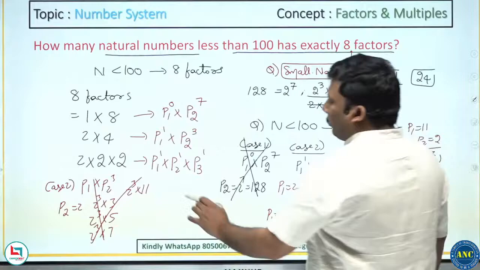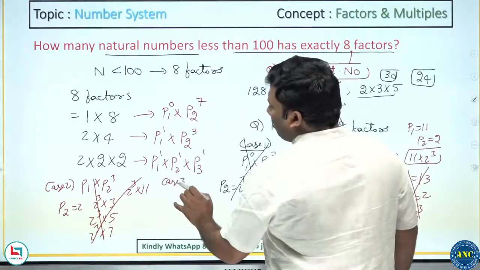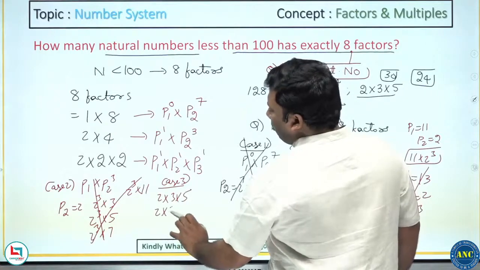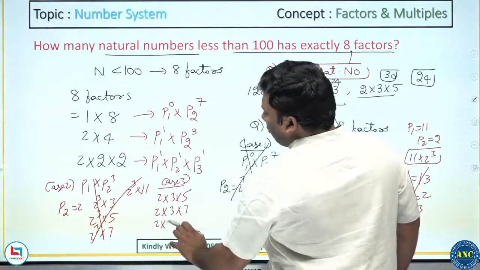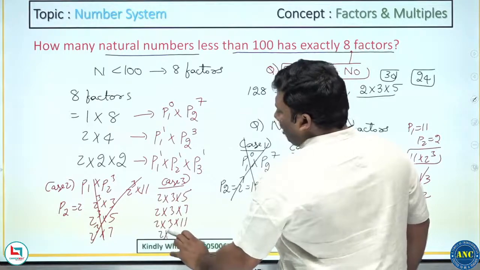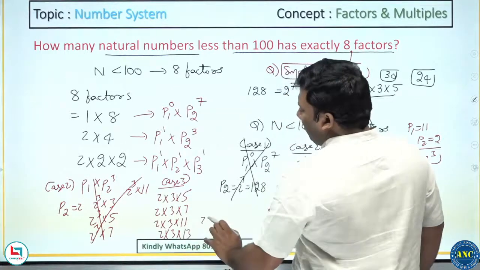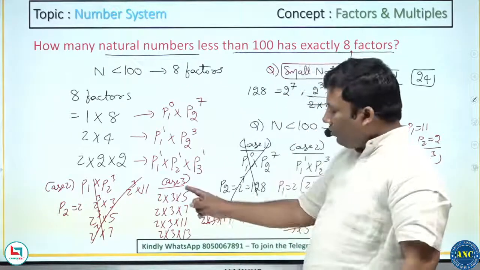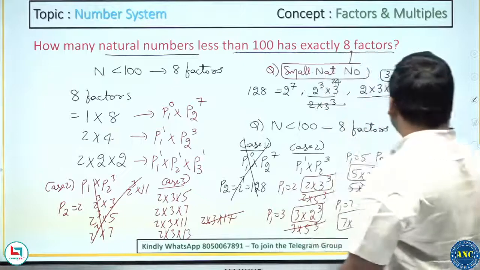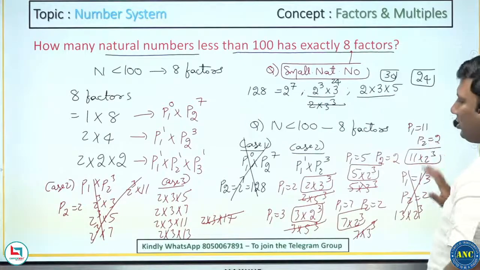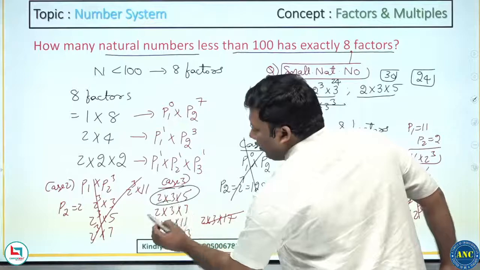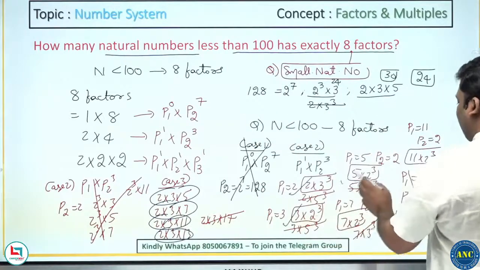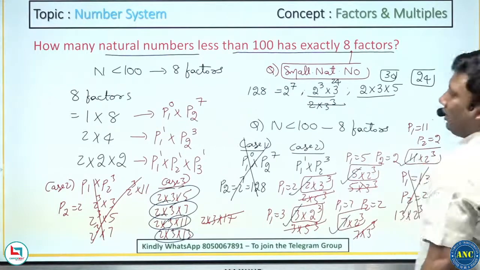Next, case number 3. P1 into P2 into P3. 2 into 3 into 5, possible. 2 into 3 into 7, possible. 2 into 3 into 11, possible. 2 into 3 into 13, possible. 2 into 3 into 17, not possible. 1, 2, 3, 4. 4 cases are possible. Counting based, I hope the idea is clear. 4 cases here, 5, 6, 7, 8, 9. 9 cases here.